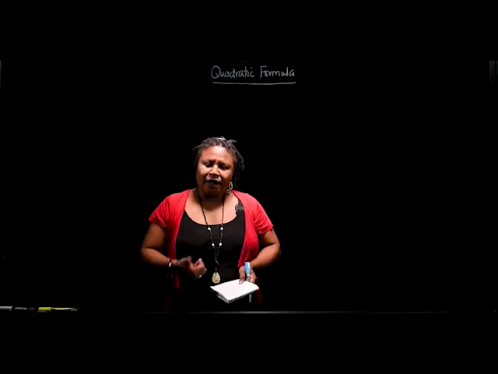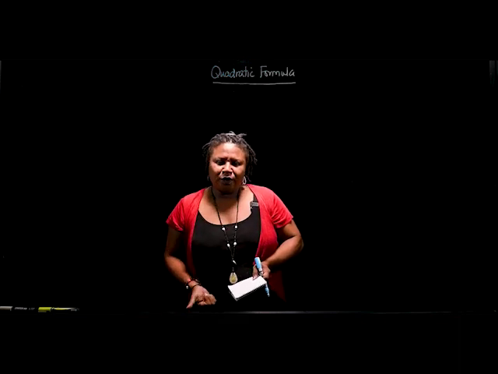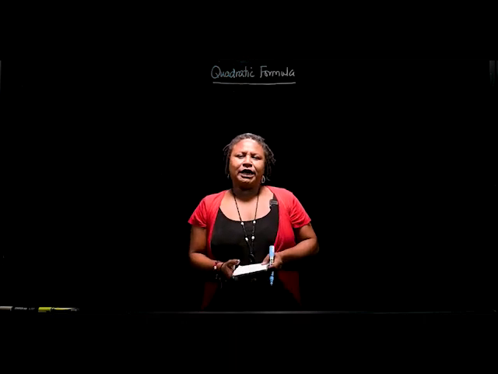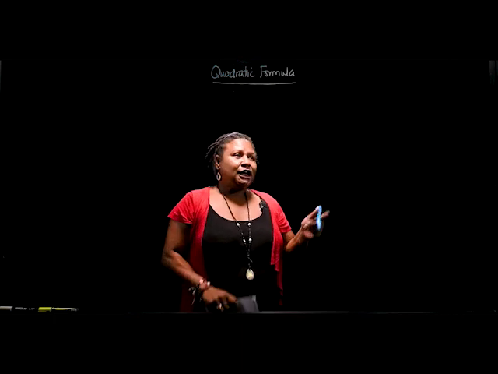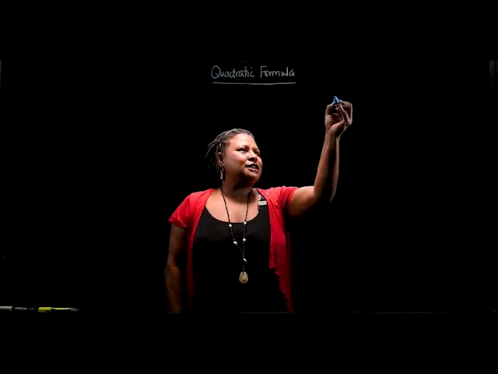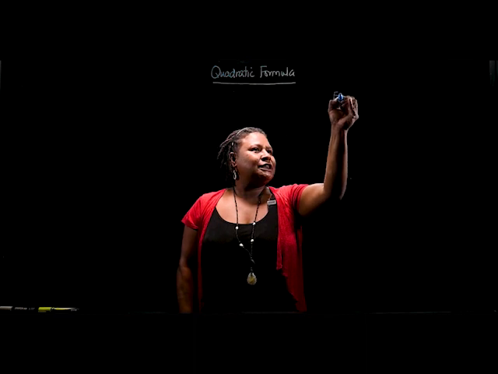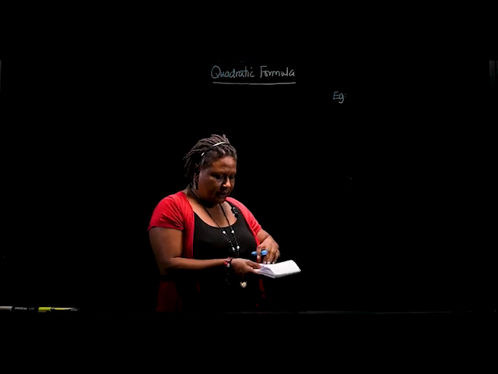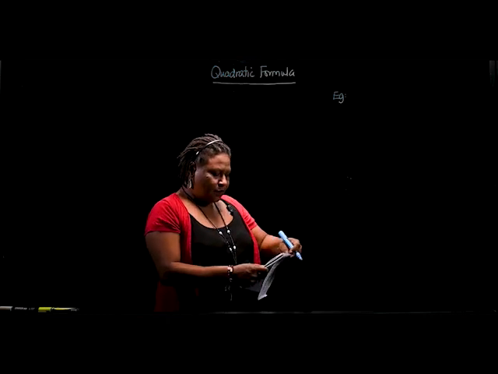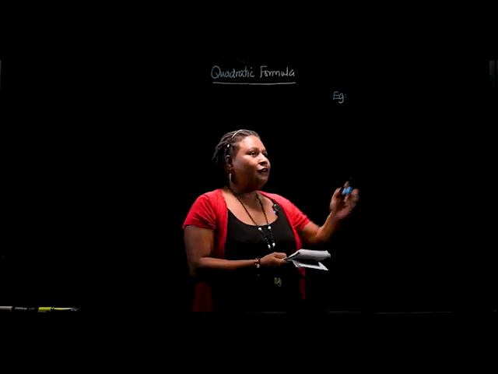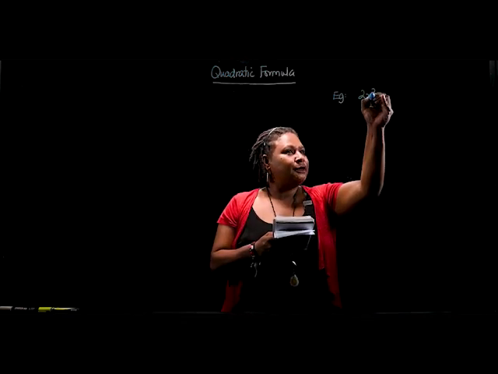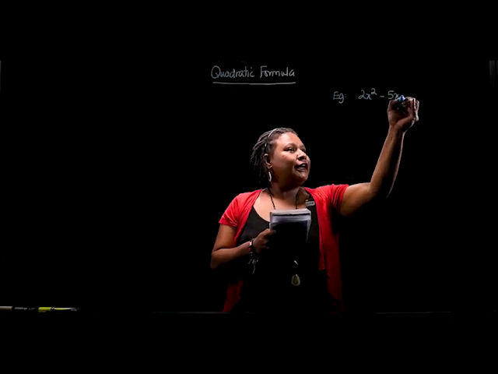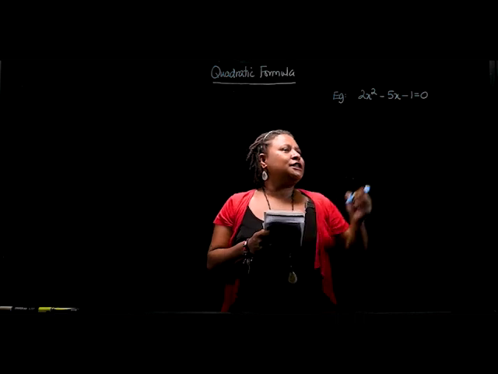Remember in our last lesson, when you solve a quadratic equation, you have two solutions for x. So we are going to try to solve an equation using the factorization method. Let's look at this example, and we will factorize this equation first to see if we can get a solution. We have 2x squared minus 5x minus 1 equal to 0.